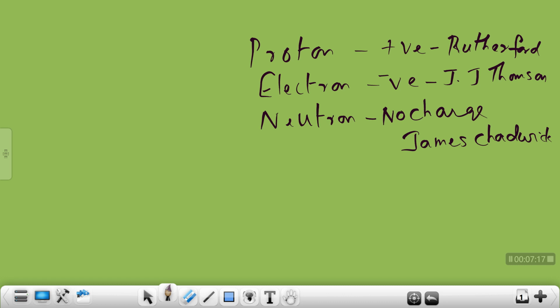The mass of a proton is equal to the mass of a hydrogen atom, and the mass of a neutron is also equal to the mass of a hydrogen atom, and the mass of an electron is very, very much less. It is 1 by 1837 part of a hydrogen atom. That means the mass of an electron is very, very small. And you know that the number of protons and the number of electrons are equal. So an atom is chemically neutral.